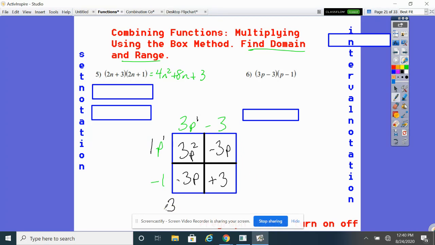So starting in the top left box, 3p squared is what we've got, minus 3p plus 3. These guys are like terms, meaning the answer is going to be 3p squared minus 6p. Remember, 3 and 3 is 6. And then at the end, plus 3. All right, now we're going to look at the box method again, but we'll go ahead and do the domain and range situation.